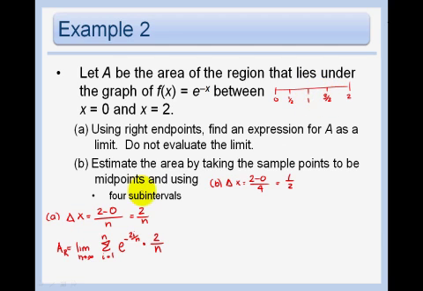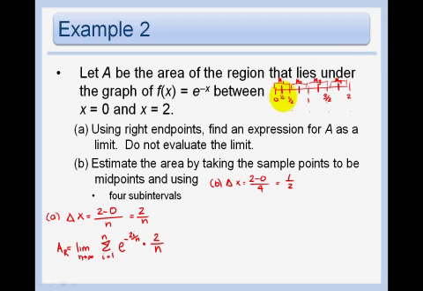Okay. But now I want to use midpoints. So this would have been left 1, left 2, left 3, left 4. This would have been right 1, right 2, right 3, right 4. But I don't want either of those. I want midpoints. I want in the middle. So here's my rectangles, 4 of them, and I want in the middle of them. So this is going to be my first one, my second one, my third one, and my fourth one.